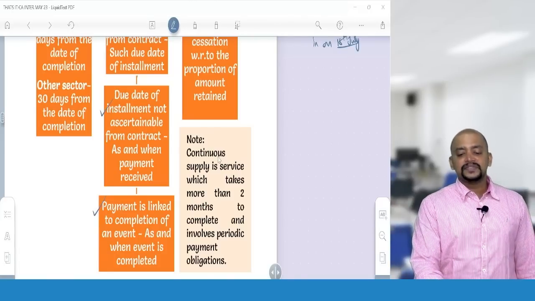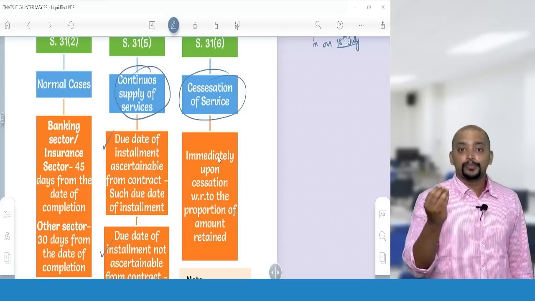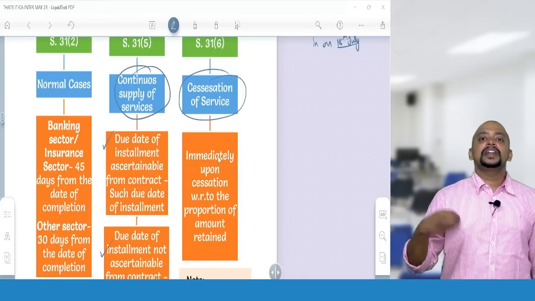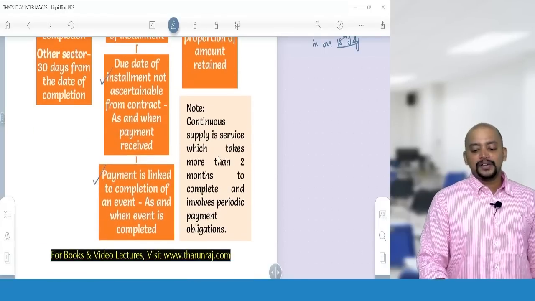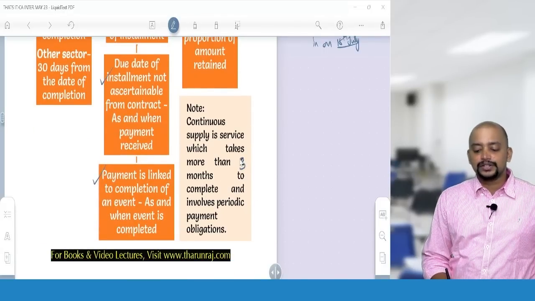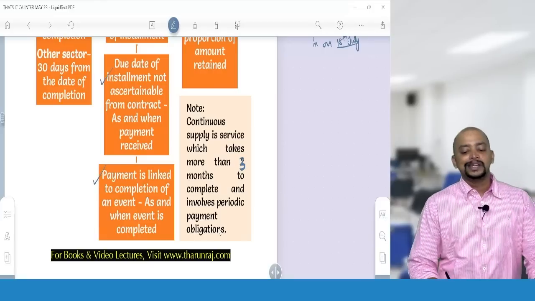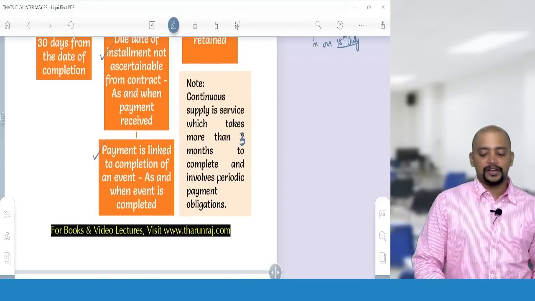Then in case of cessation of services, immediately upon cessation, with respect to the proportionate amount retained, an invoice needs to be issued. And here, continuous supply of service is a service which takes more than 3 months to complete. It is not 2 months, it is 3 months to complete and involves periodic payment obligation, then it will be called a continuous supply of service.